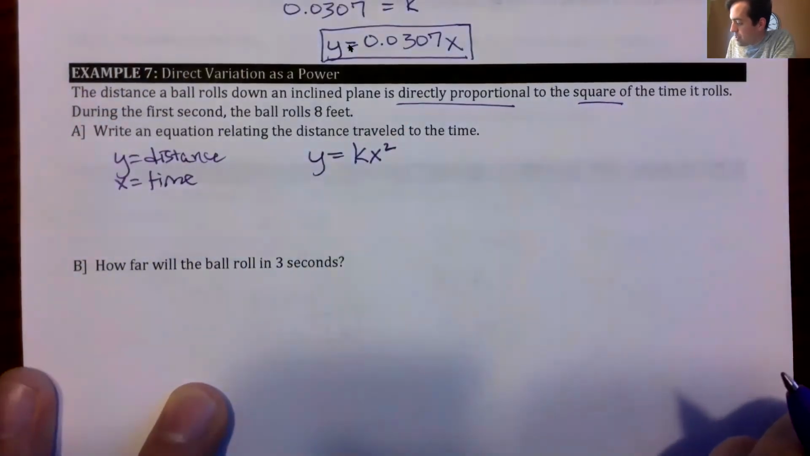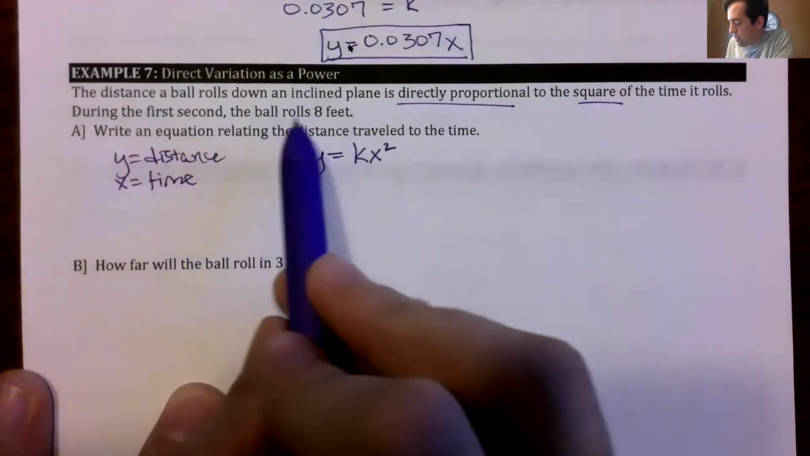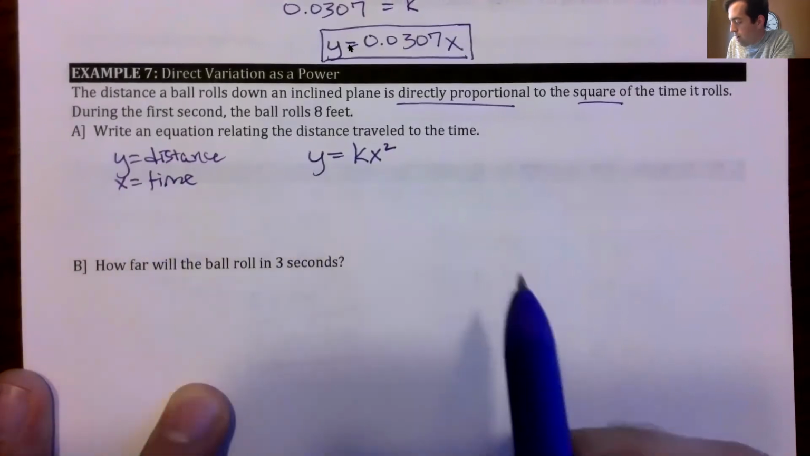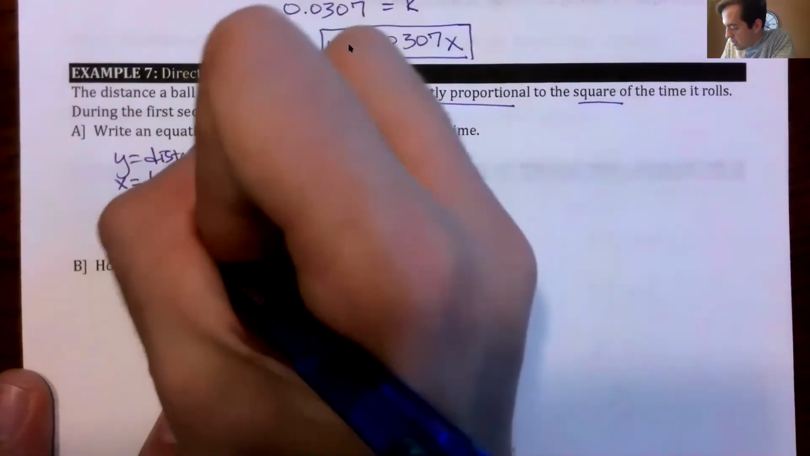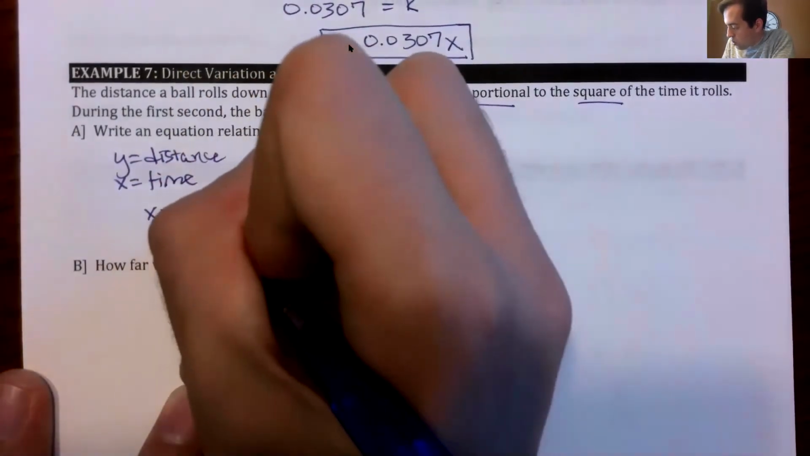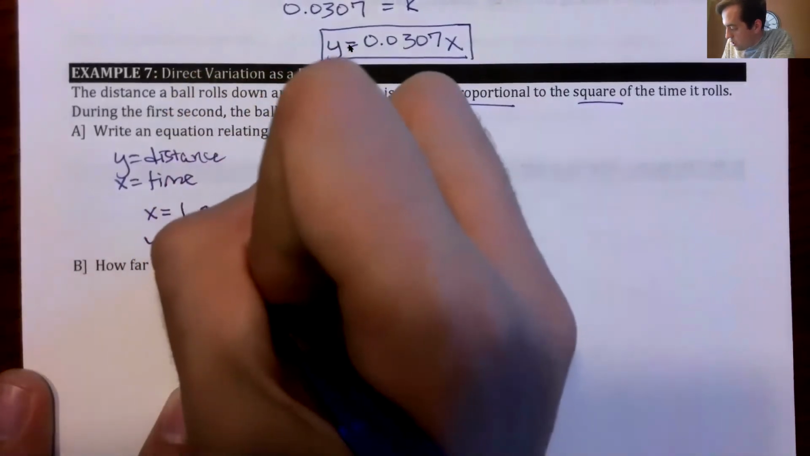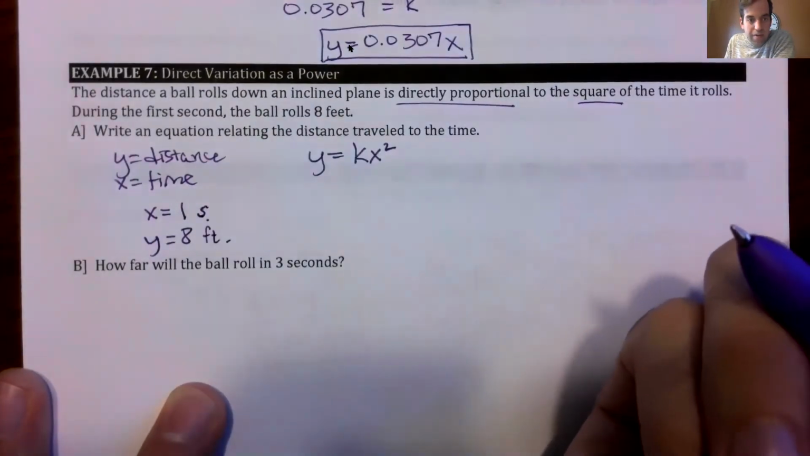During the first second, the ball rolls 8 feet. So now we're getting our instance scenario that we're going to use to plug X and Y in to find K. So in this scenario, during the first second, so X is 1 second, the ball rolls 8 feet. So the distance is 8 feet. So let's plug that in and find K.